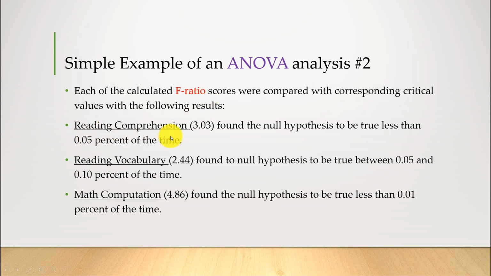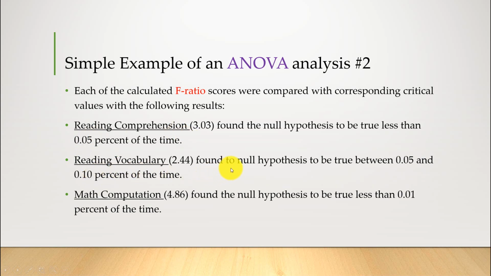Okay, so reading comprehension with an F ratio of 3.03 found the null hypothesis to be true less than 0.05% of the time. So that would be under 5% or 0.05. What would we do then if the null hypothesis is true less than 0.05% of the time? Let me pause. What would we do? You got it. Reject it. That's right.